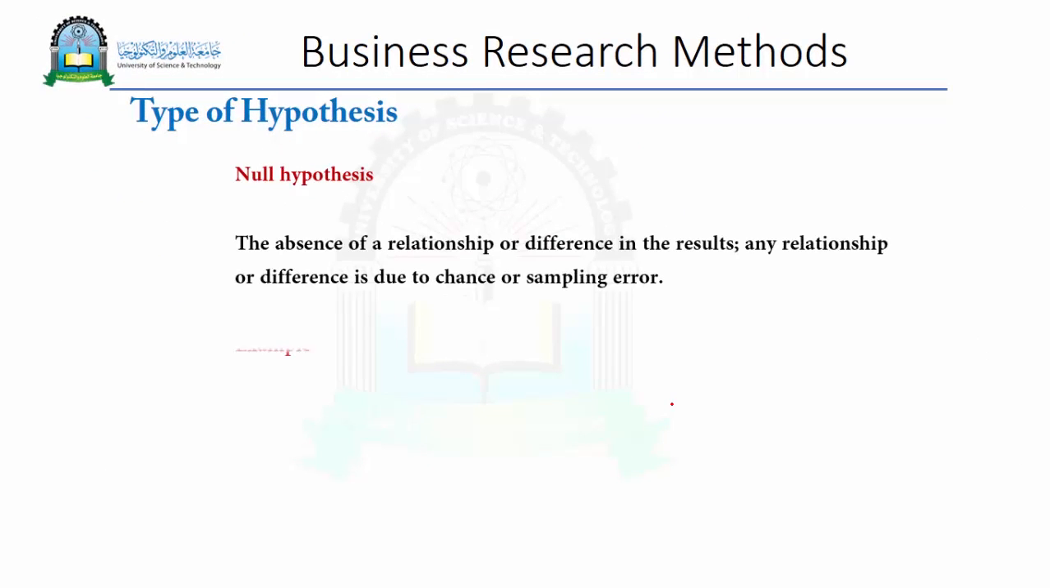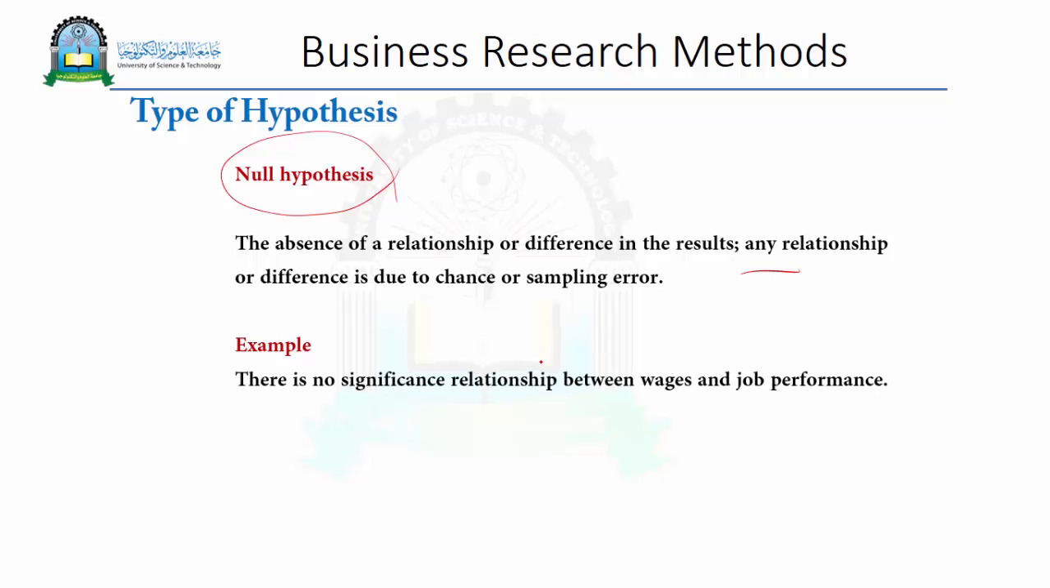We have different types of research hypothesis. The first type of hypothesis is what we call the null hypothesis, which is the negative hypothesis. So we assume or propose the absence of the relationship or difference in the result. Any relationship or difference is due to chance or sampling error. So the example is like this: there is no significant relationship between wages and job performance. So we assume here that there is no relationship. So this is what we call null. It is zero, which is negative.